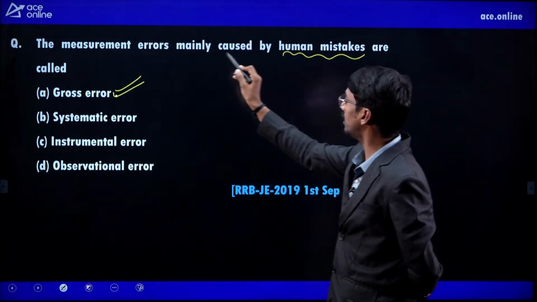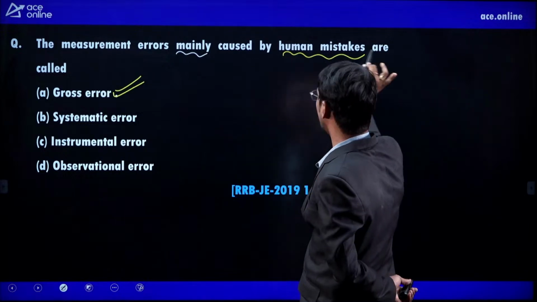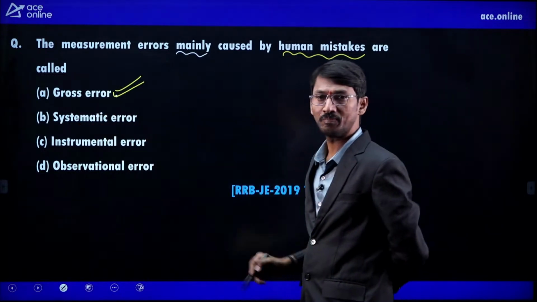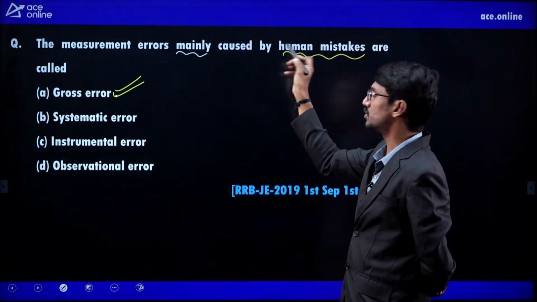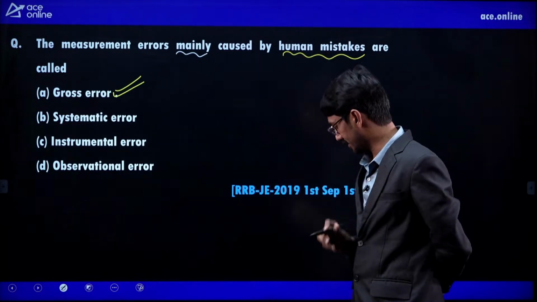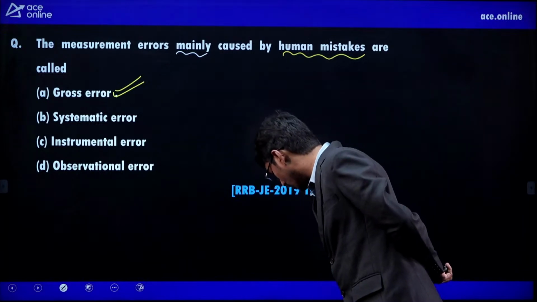But mainly due to human being mistakes means gross error, in observation, in recording, in calculation. So, everywhere with respect to human being mistakes. Right. Next one, yes, very good, gross error.